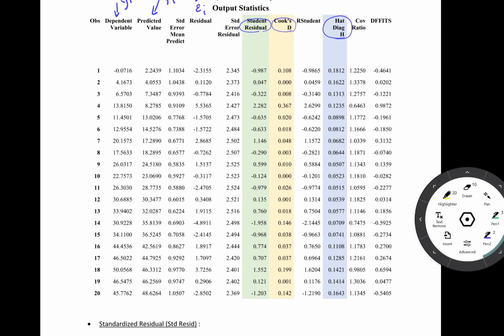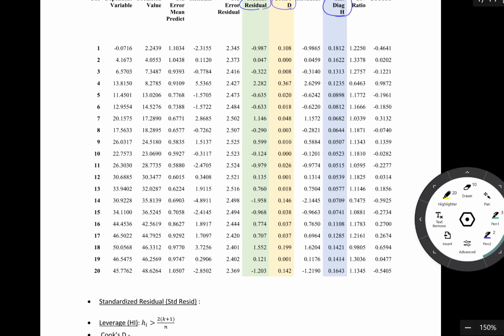The first thing we're going to look at is the standardized residual. Remember, we're looking for anything that has a value greater than 3 in absolute value. Looking down through the standardized residuals, we see that none of them are greater than 3 in absolute value, so we have no concerns.